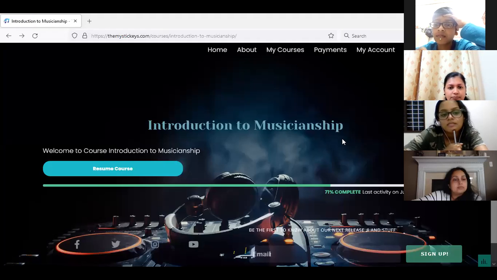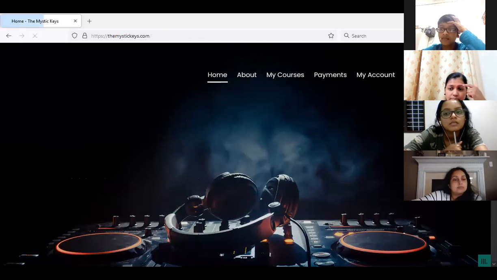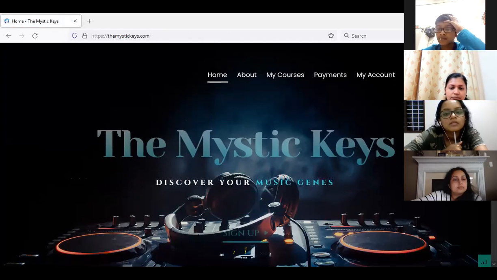So what you have to do is, after logging in, you have a login button here. When you're not logged in, it will show up here, on the right side if you're using a desktop. Otherwise, if you're using a mobile, it's better to use a desktop. All right, so you have to go to My Courses.